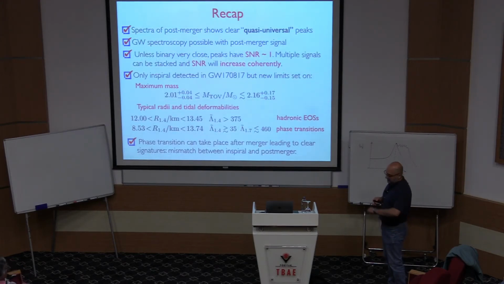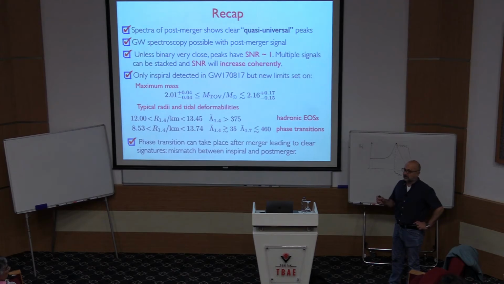Okay, let me do a recap of what we've seen for the first lecture. I think I've explained that the spectra of post-mergers show quasi-universal peaks, and that you can do gravitational wave spectroscopy by looking at the post-merger signal. The signal-to-noise ratio for these peaks is very small, but if you have multiple signals, you can stack all of the signals, and the signal-to-noise ratio will increase coherently. So that if you have about 20 detections, you can set constraints of about 1 kilometer on the radius.